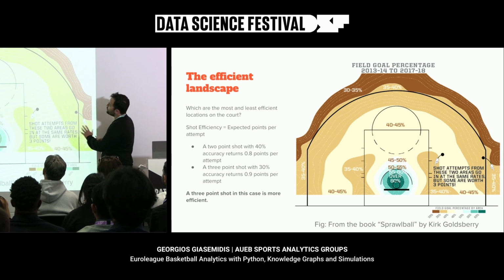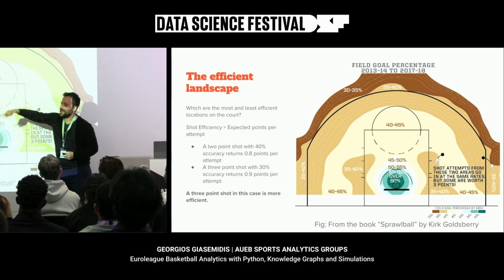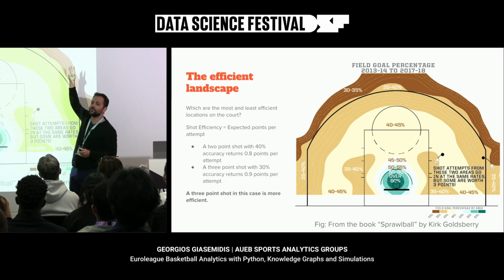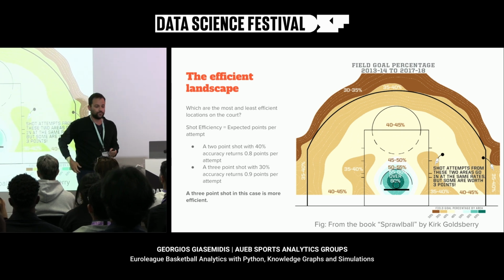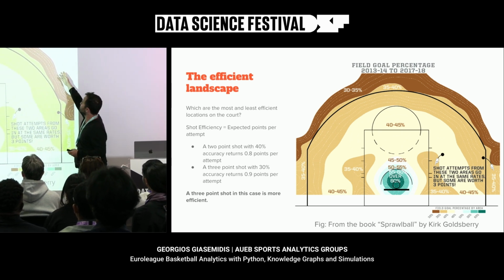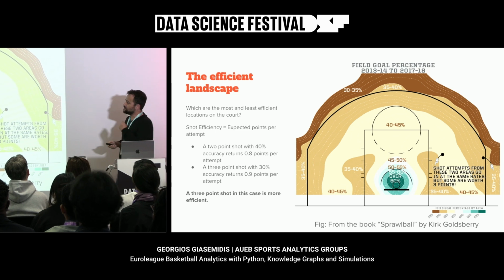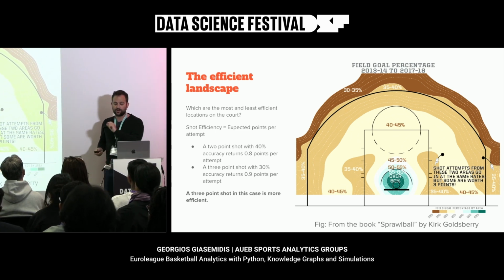So all good, all makes sense, right? But there's this line, the three-point line. Shots behind this three-point line are valued at 3 points. Everything inside that is valued at 2 points. So as you can see, there's this jump from 2 to 3 points. And then we can start asking, what is efficiency? We define efficiency as expected points per attempt.